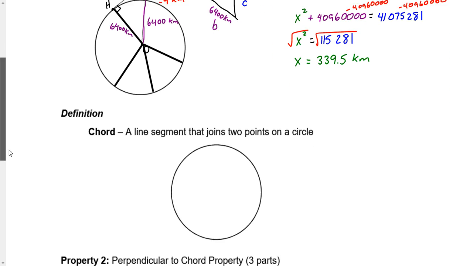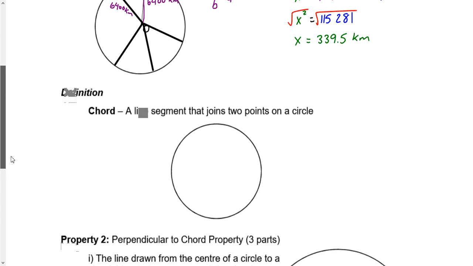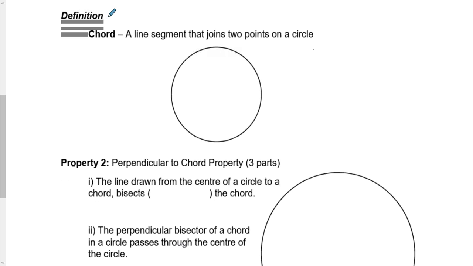Alrighty, next example. Well, actually, we start off with a definition. So a definition of a chord. A chord is a line segment that joins 2 points on a circle. So any kind of line that joins 2 sides of a circle is known as a chord. So this is a chord. I can draw a chord that goes like that. Again, that's a chord.